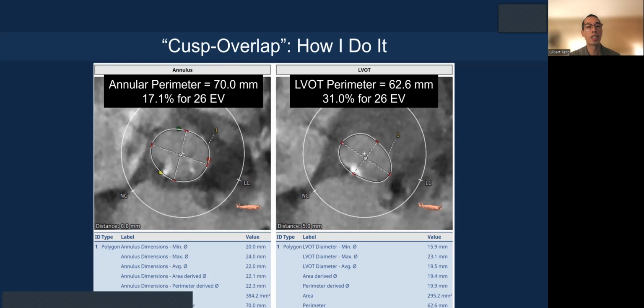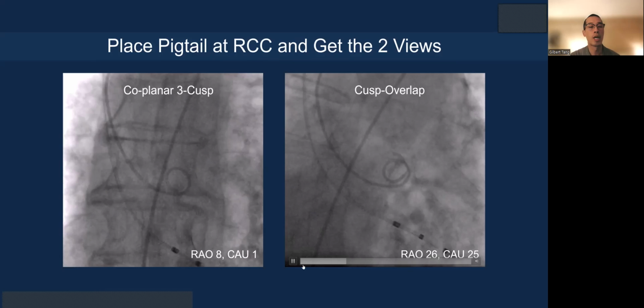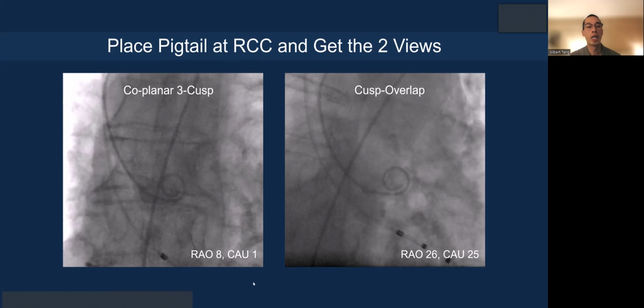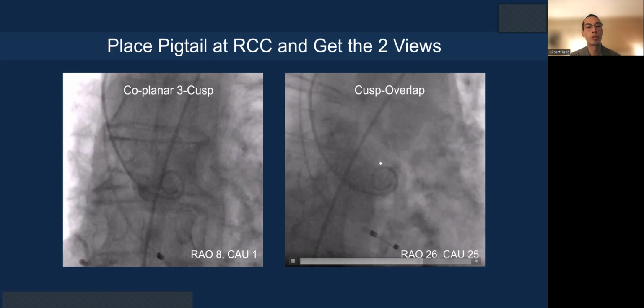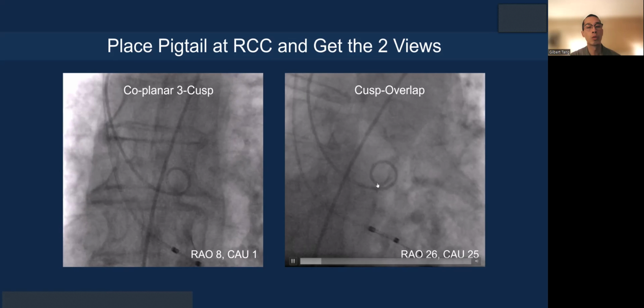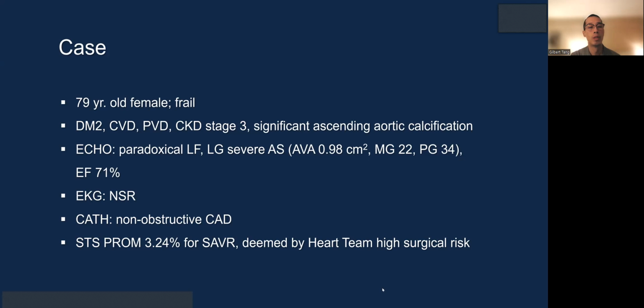Here's an example of a patient who would fit a 26 Evolut valve with a smaller LVOT. With this combination, there can be a higher risk of pop-out, especially if the valve is implanted high. Here you can see the three-cusp view, and we're now able to rotate the C-arm angle to the LAO caudal projection and get the cusp overlap view.